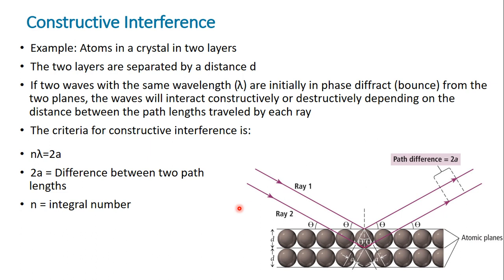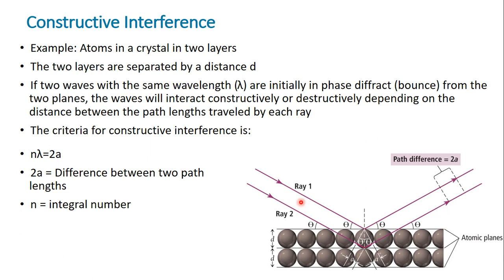So we're going to think of a very simple crystal. We have atoms that are in two different layers, so layer 1 and layer 2. These two layers are separated by a distance we're going to call d. Now let's say that we take these layers and we shoot them with light, and these lights have the same wavelength and they're going to bounce. So let's say one of the lights bounces off our first layer, ray 1. The other light bounces off our second layer, ray 2.